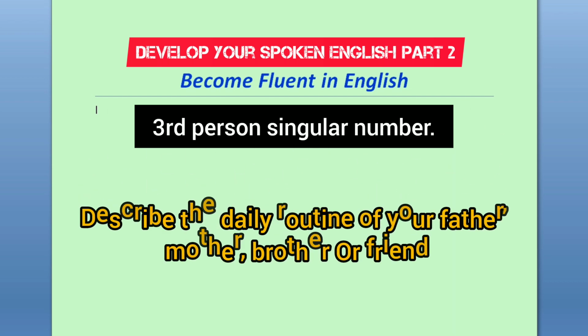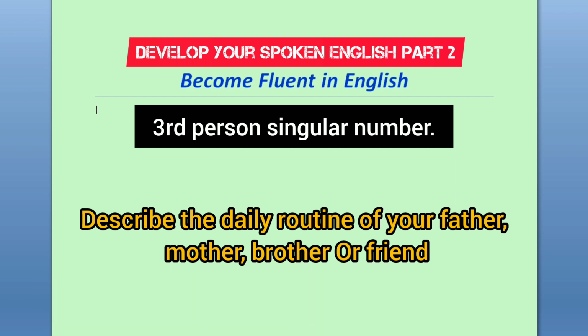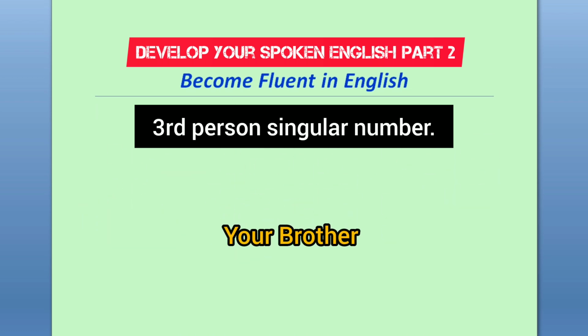It's simple. You just talk about someone else apart from yourself. That is third person singular number, because the subject and verb agreement would change there. So say, for example, you are describing the daily routine of your brother. Instead of I, you are going to use your brother. So you start this way.